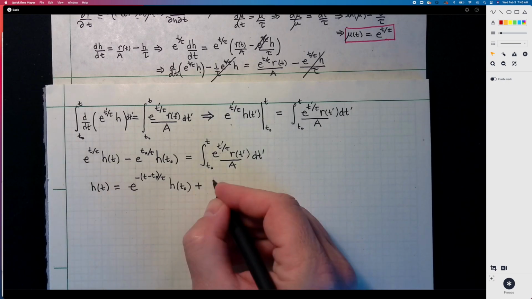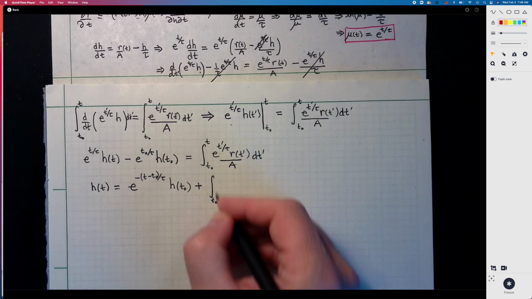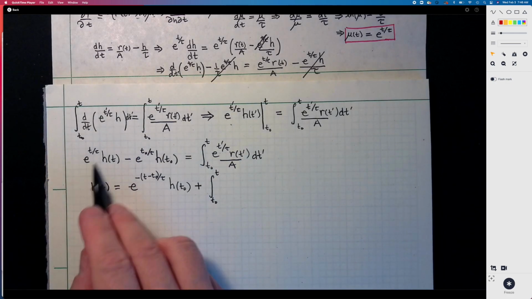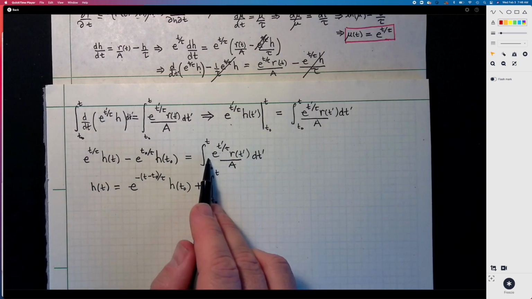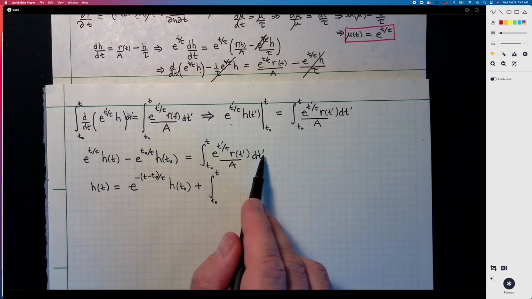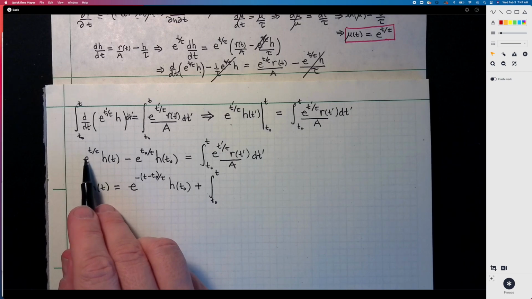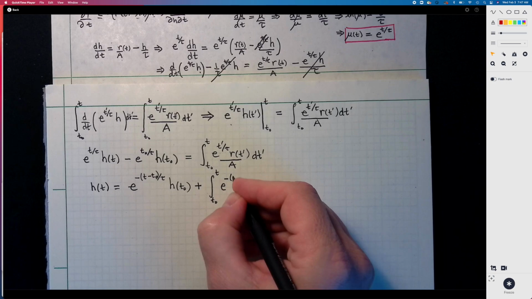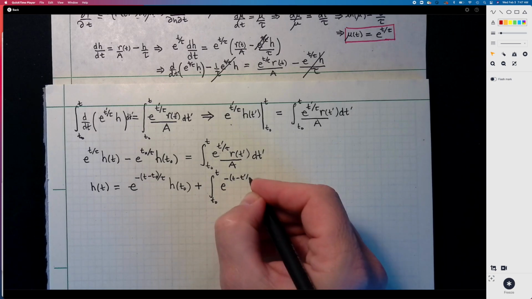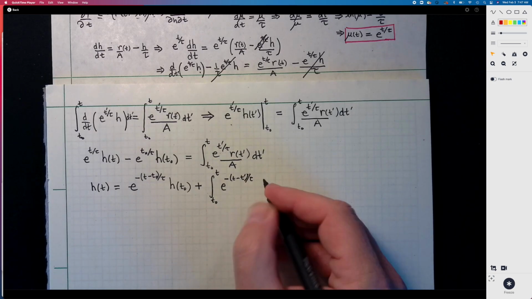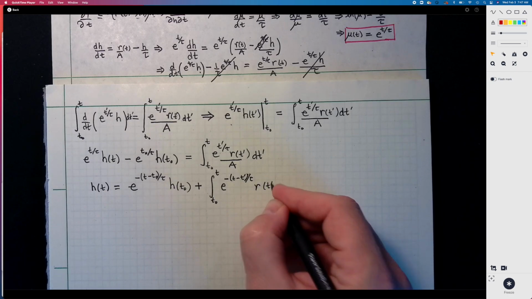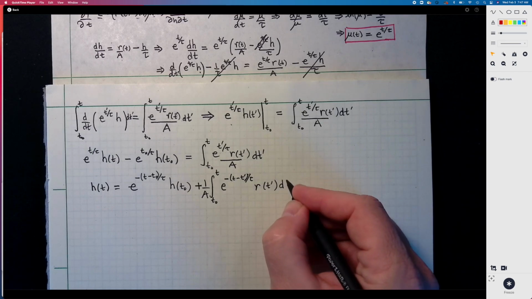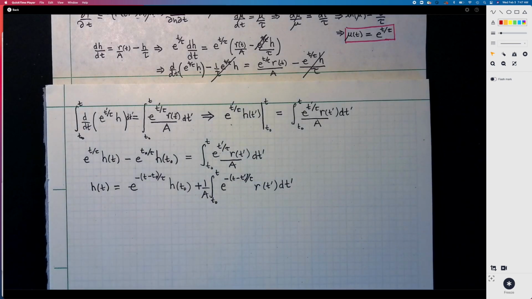plus the integral from t naught to t. And if I divide through, I can bring the factor of e to the minus t over tau inside the integral, because this is an integral with respect to t primed, and this is a function of t. So this becomes e to the minus t primed over tau r of t primed. And this is the final solution.